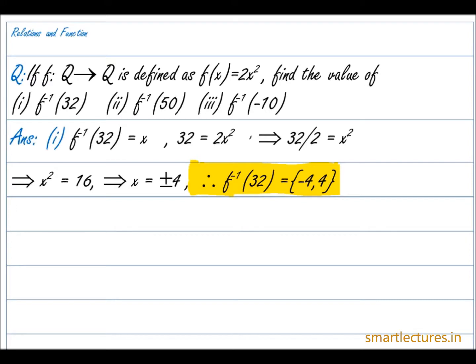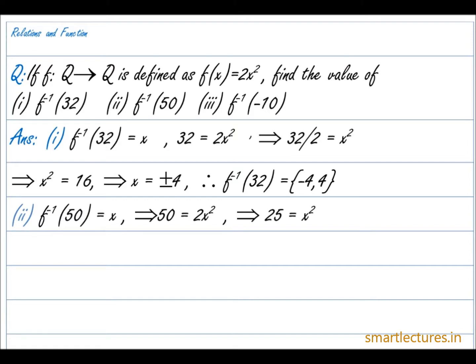Now let's find the value of f inverse 50. Now let f inverse 50 is equal to x, or we can write 50 is equal to 2x square, or x square is equal to 25. Now if x square is equal to 25, then x is equal to square root of 25 or plus minus 5. So that means f inverse 50 is equal to the set of -5 and 5.